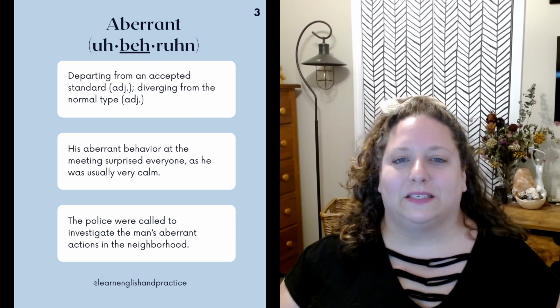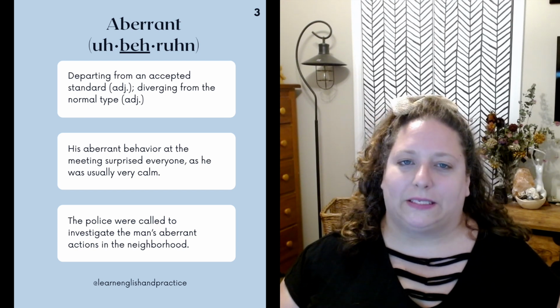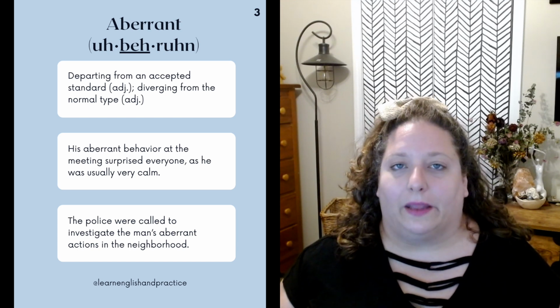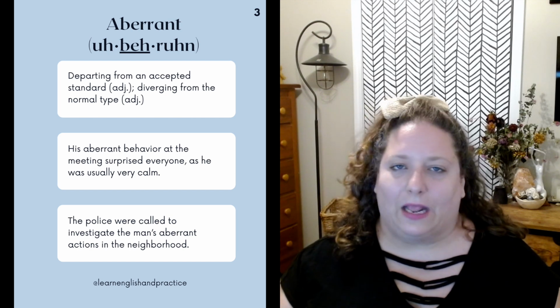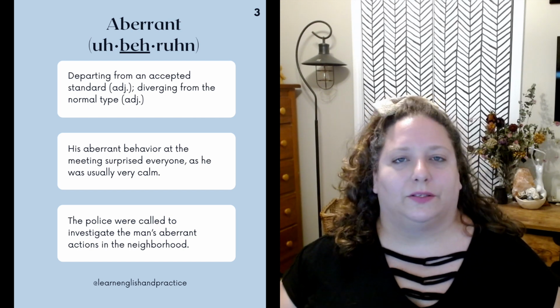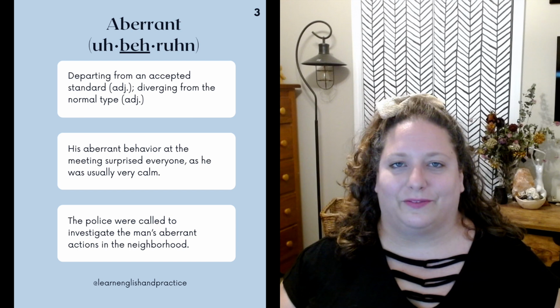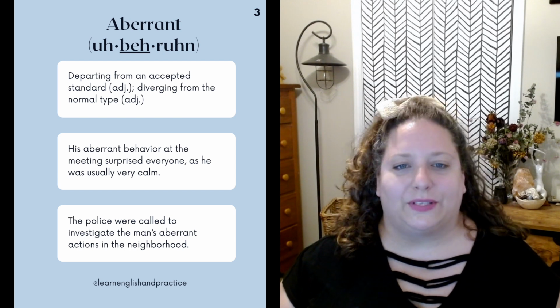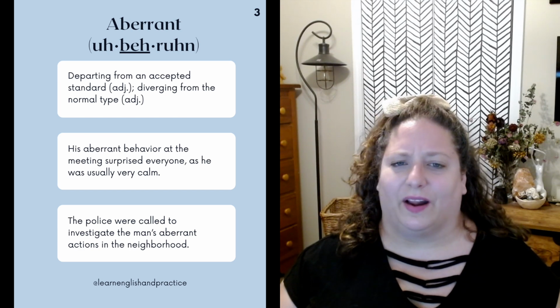Aberrant. This means departing from an accepted standard as an adjective, diverging from the normal type as an adjective. So something that's aberrant goes against the norm, is unusual, and is typically an anomaly. A security guard for a concert, for example, might be scanning the crowd for anyone or any behavior that's aberrant so that they can detect any abnormalities and protect everyone at the concert from whoever's doing that unusual thing or whoever appears unusual. Examples are, his aberrant behavior at the meeting surprised everyone, as he was usually very calm.